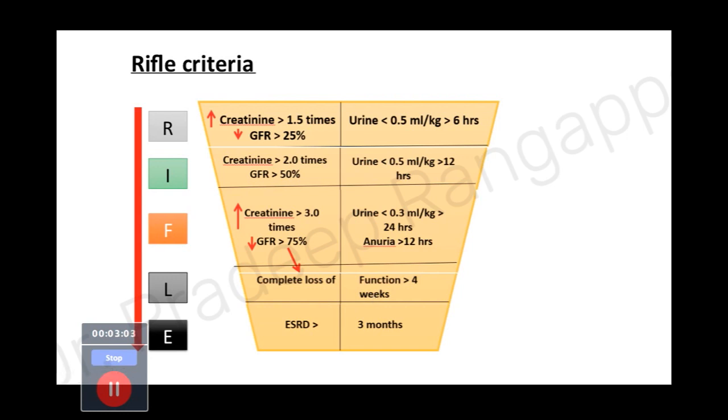So in acute kidney injury, as we know, there is a possibility of recovery even after the loss, up to 4 to 6 weeks. We call it end stage where there is absolutely no hope, when there is no improvement in the kidney function for more than 3 months. So this is the RIFLE criteria that we tend to follow. But the easier one would be the AKIN criteria.